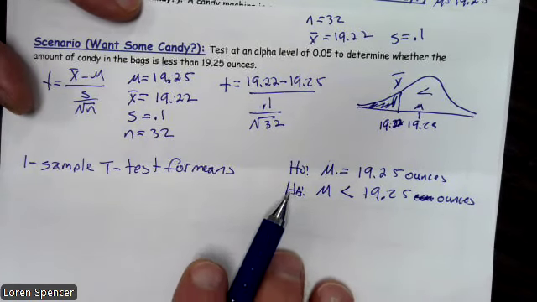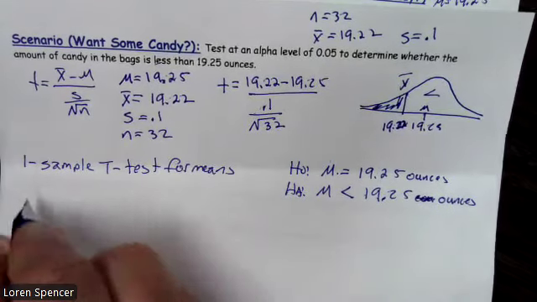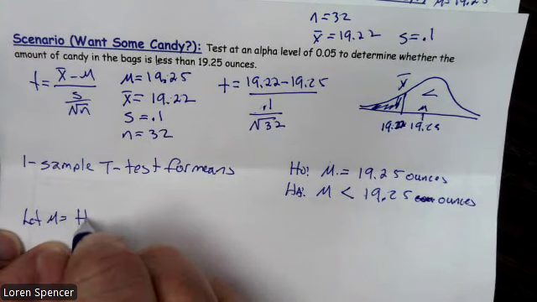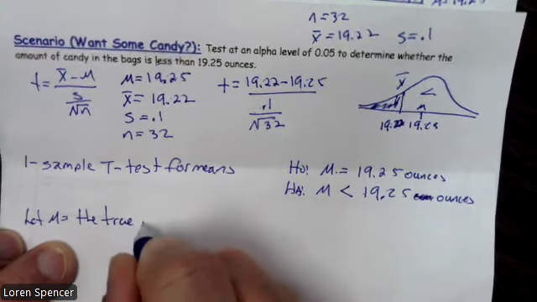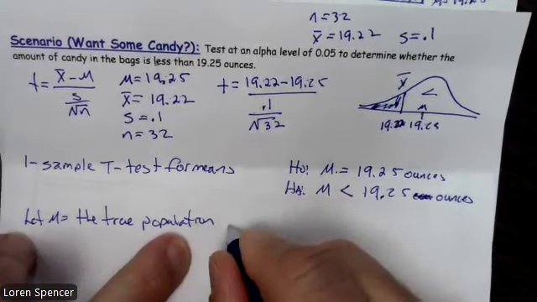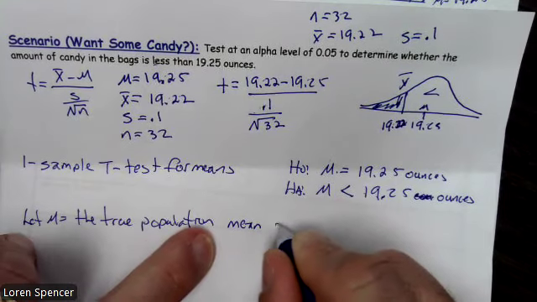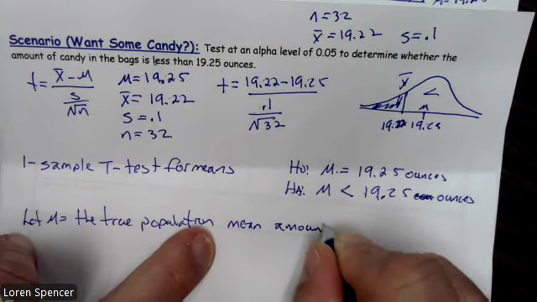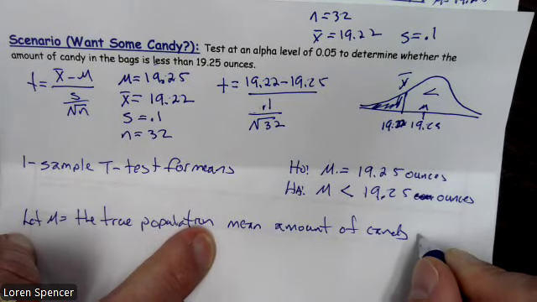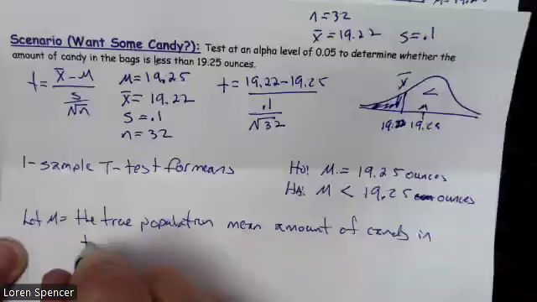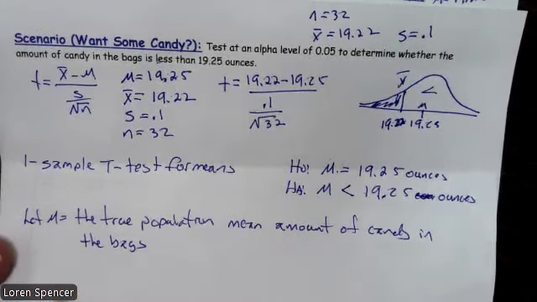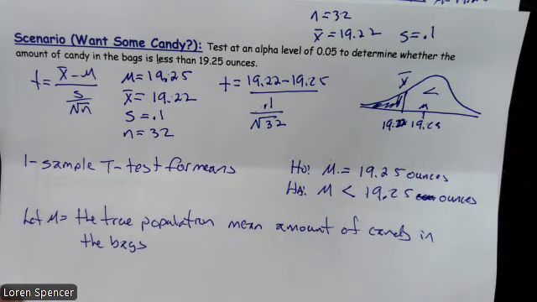We need to define our parameter. So let mu equal the true population mean amount of candy in the bags. In other words, on average, this is what we expect to be in the bags. That's what we were looking for.